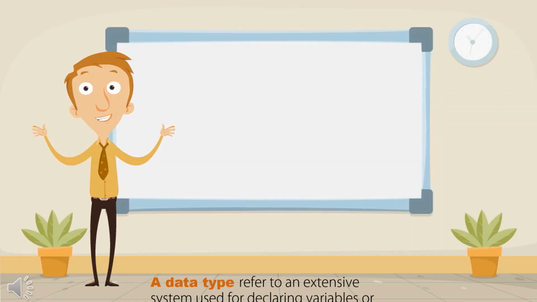If you remember, variables must have these two things, which is data type and also name. So data type is the kind of data the variables can hold. For example, can this variable hold a number, or can this variable hold a text?